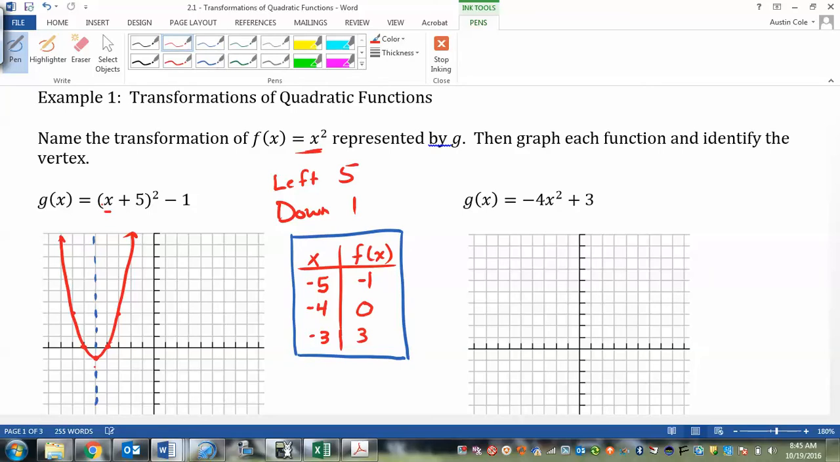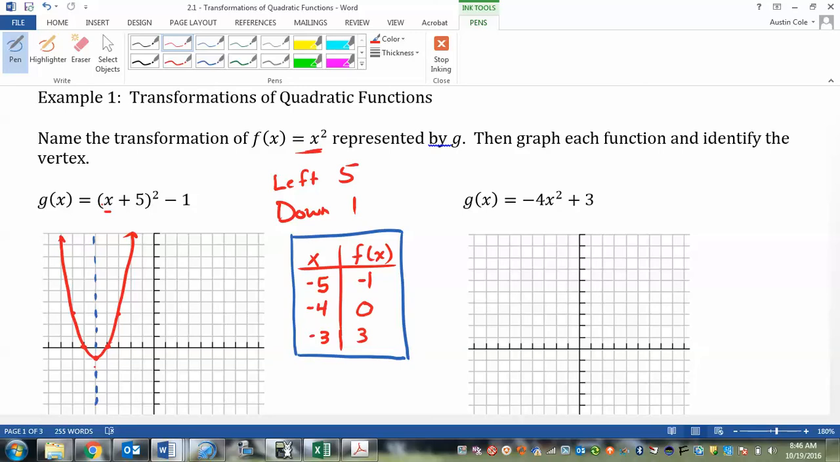Okay, moving on to the next one. First, let's name the transformations. It's going to flip. Okay, why do you say it's going to flip, Peyton? There's a negative. Is the negative inside the function or outside the function? It's inside. It's definitely outside. Uh-oh, you guys are disagreeing. Do we see any parentheses here? No, inside. So it'd be outside.